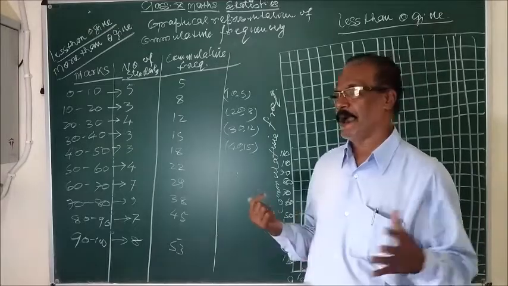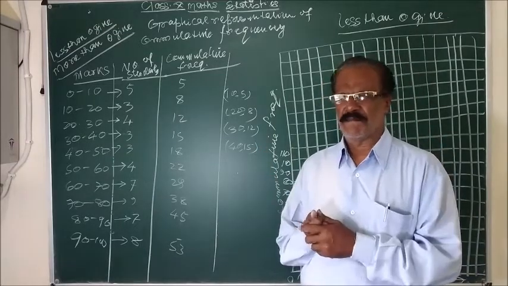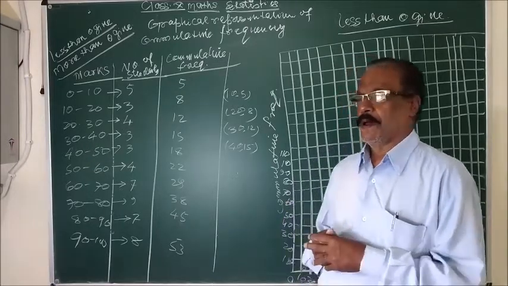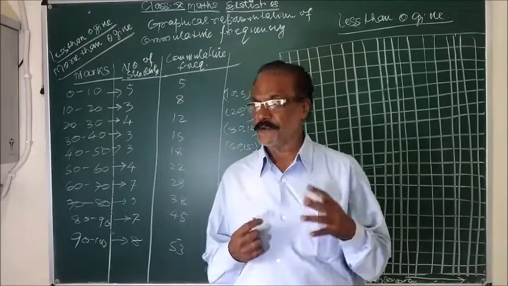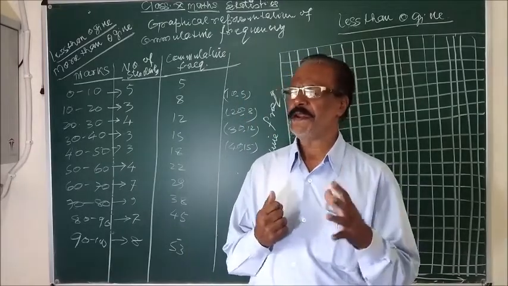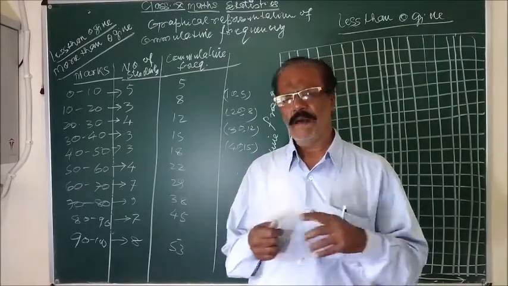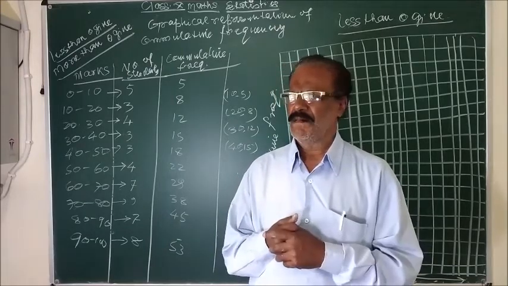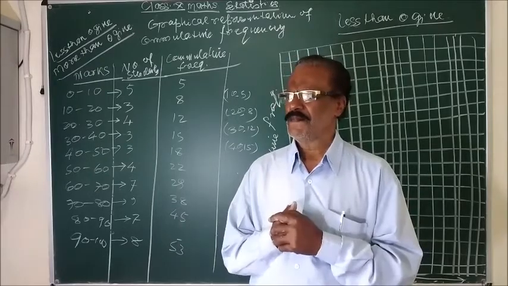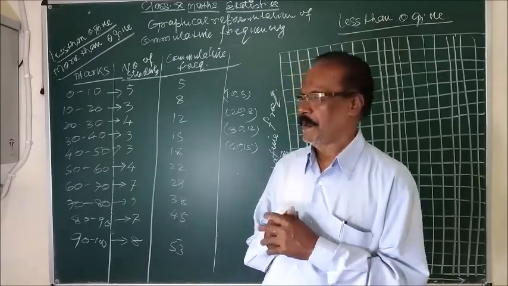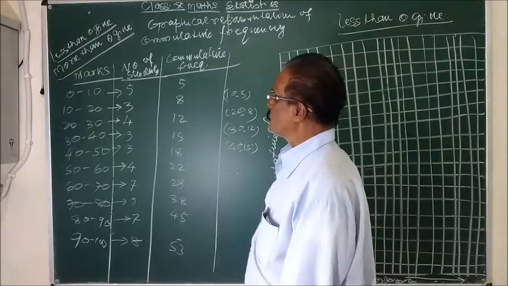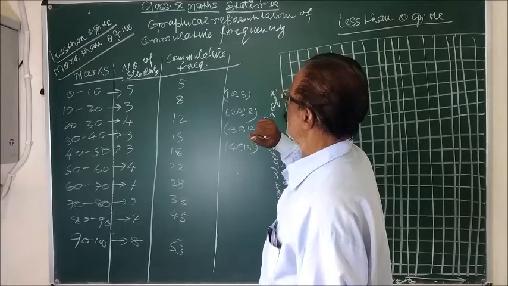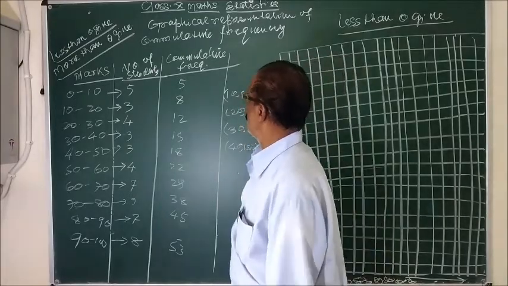Students, we have in chapter 14, statistics. There are three major measures of central tendency: mean, median and mode. I have already explained the mean, median and mode. But now this is the last part of this chapter, graphical representation of cumulative frequency.